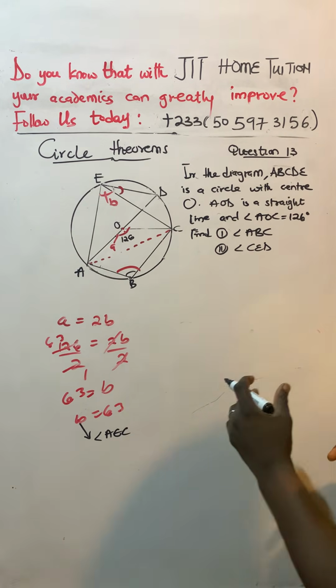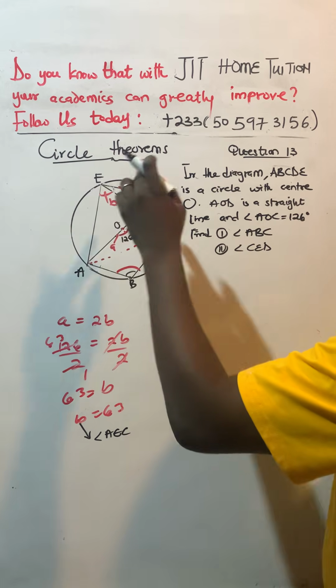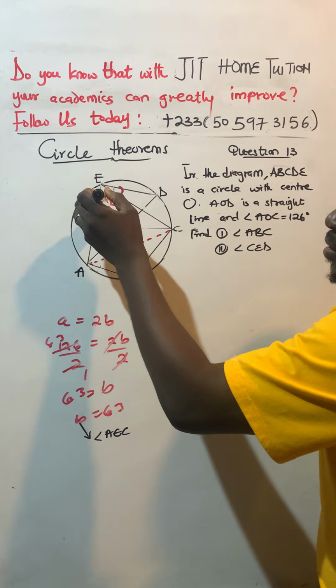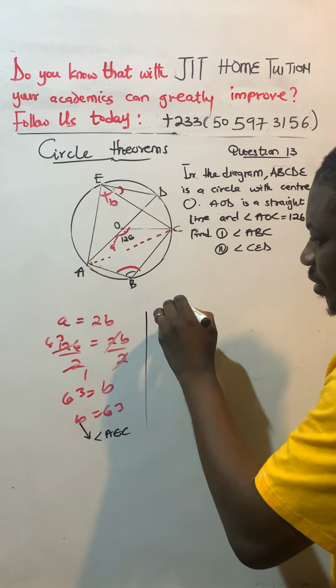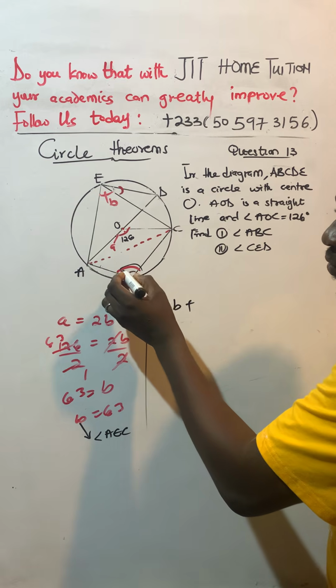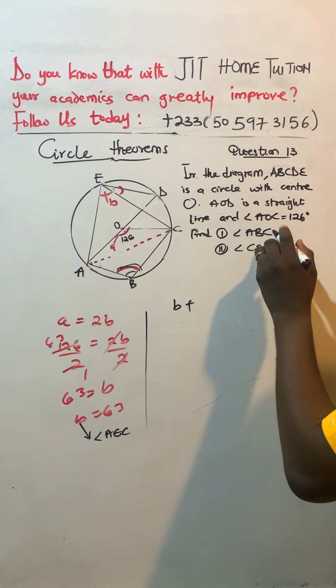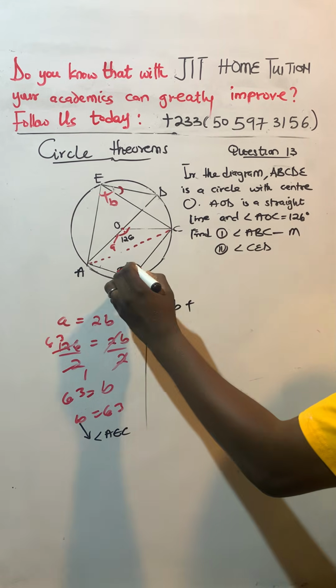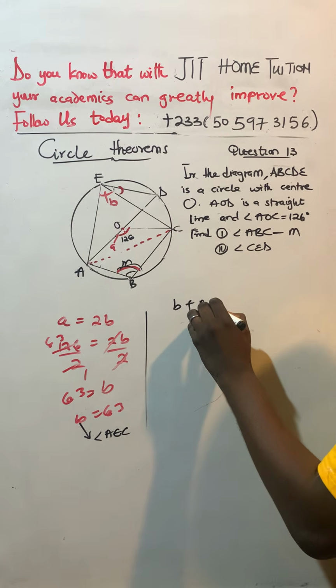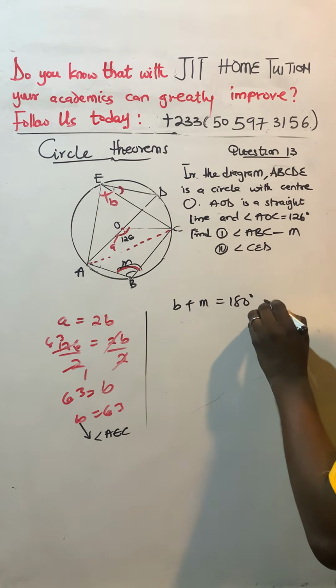All right. Now, this B, sorry, let me put it this way. This B plus the angle over here, that is what you are looking for. So let me make it angle M. The angle that we are looking for over here is equal to 180.